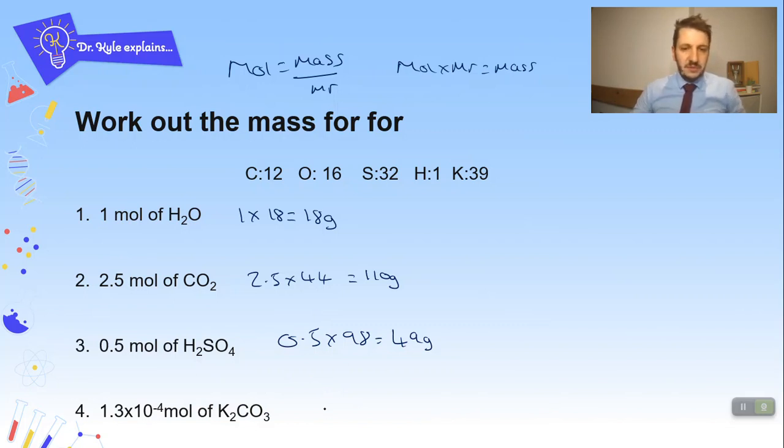And then 1.3 times 10 to the minus 4 moles of potassium carbonate. Now, please do not be scared of the fact that it's put in a standard form number. It just means a really small number, and they often come out in standard form when working with moles because obviously atoms and molecules are really small. So if I just quickly do that, 1.3 times 10 to the minus 4 times 138 equals, and I get 0.02 grams if you round it up. Really well done if you got those right.